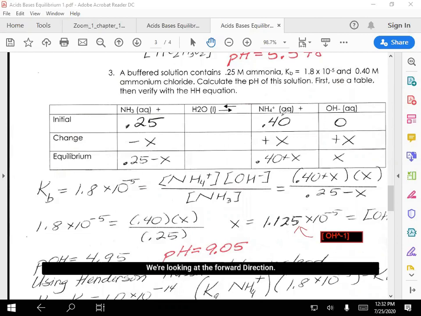We're looking at the forward direction, so minus x, plus x, plus x. Our equilibrium would be 0.25 minus x, 0.40 plus x, and x. We were given a Kb, so we take the value of the Kb and set up our Kb expression, which would be our products over the reactant. So we look at our table and we put in our products where they go. We put in our reactant where it goes.